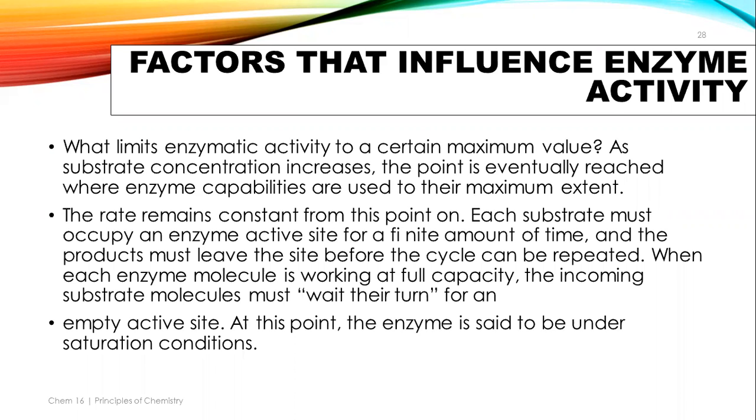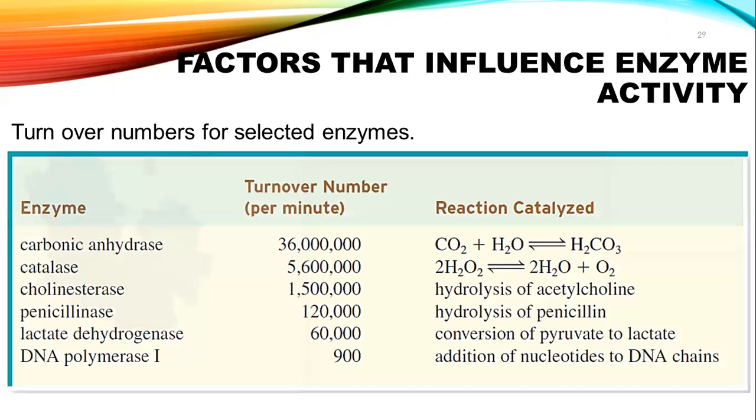So even if you have a lot of substrate but your enzyme is just enough, you will reach saturation because each substrate must occupy an enzyme active site for a finite amount of time, and the product must leave the site before the cycle can be repeated. And when each molecule is working at full capacity, the incoming substrate must wait its turn for an empty active site. So there you go.